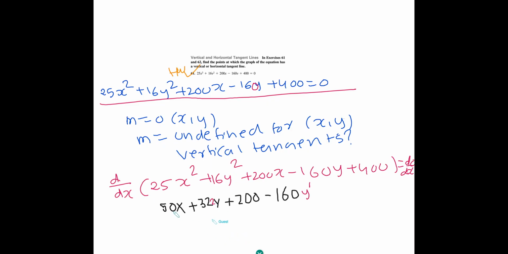So it would be 50x plus 32y y prime plus 200 minus 160 y prime equals 0, right? Or we can write (32y minus 160) y prime plus 50x plus 200 equals 0. Now we have to solve for y prime. Do it on the next page.